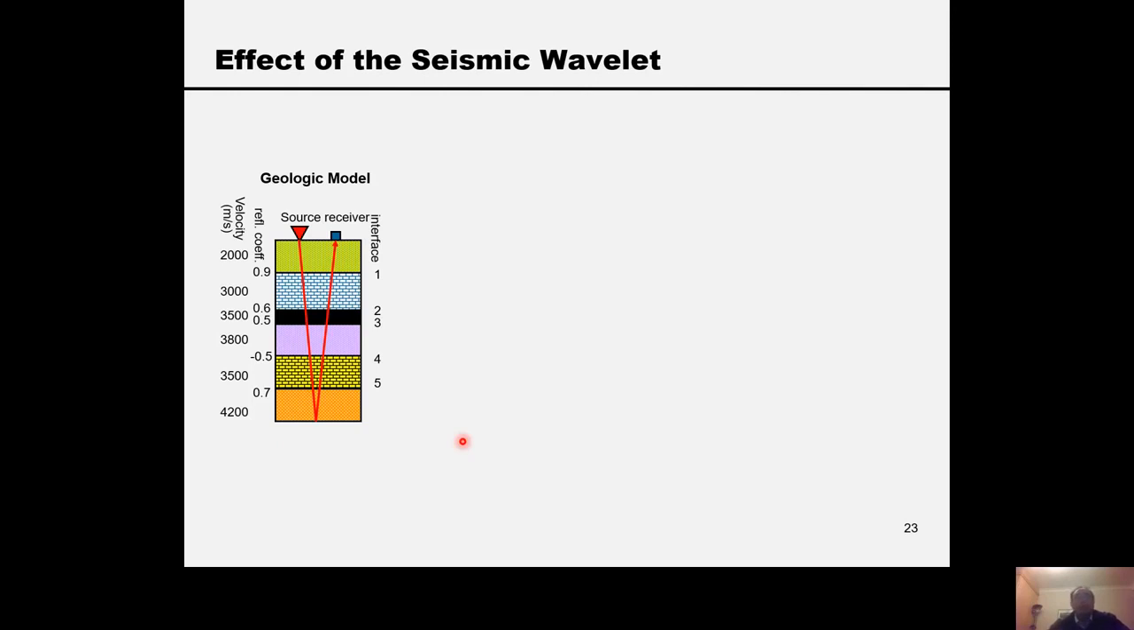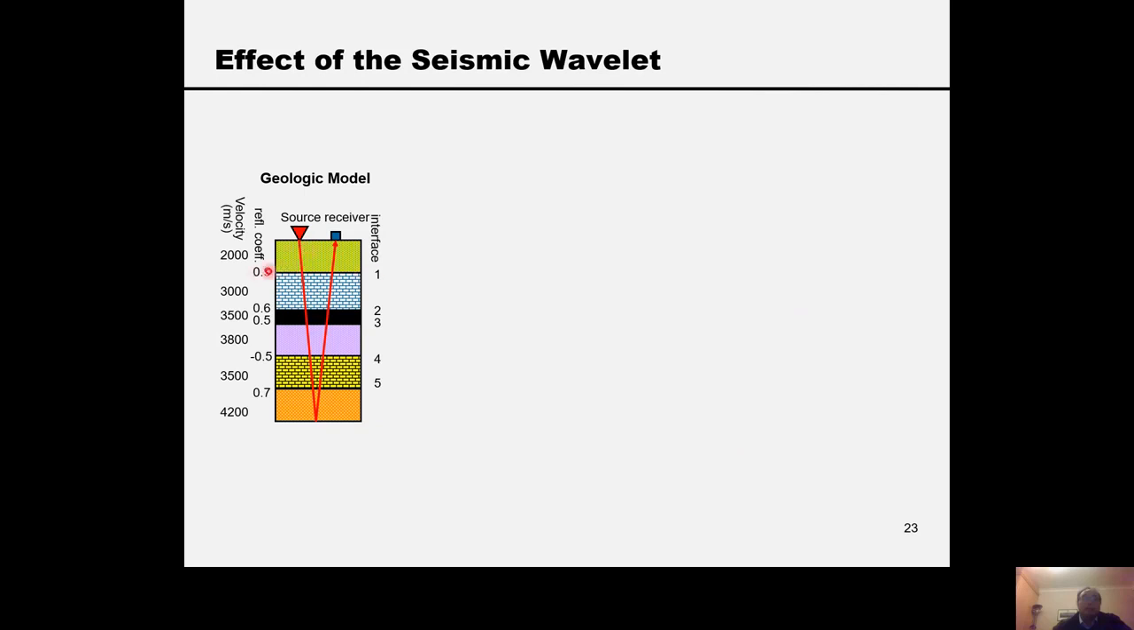Let me show you one of the fundamental principles of seismology. Assume we have a layered subsurface structure. In this case, we have 6 layers. Each layer has different physical properties. Because of the difference in the physical property, the contrast appears as a reflector.